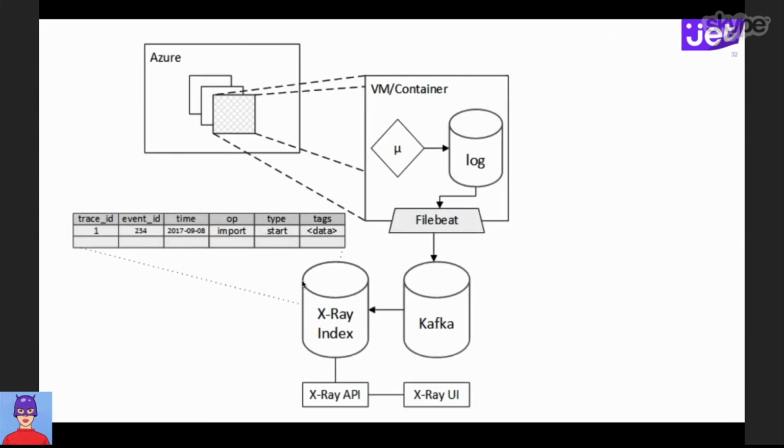And just to give you a high-level overview of our Xray architecture here, you see that microservice, that little mu symbol there, is emitting to a log, right? Remember I said it's logging asynchronously. And this Filebeat daemon, which is our message bus daemon, reads that log, forwards that to our Kafka topic. Our Xray service consumes from that topic, indexes in Cosmos DB, right? And then we have an Xray API, which basically allows you to directly query Cosmos DB.